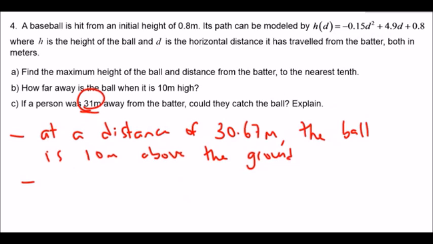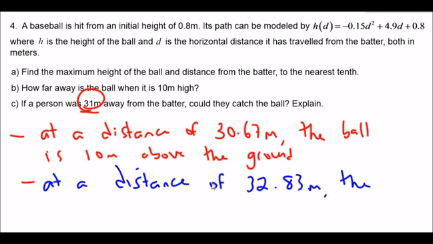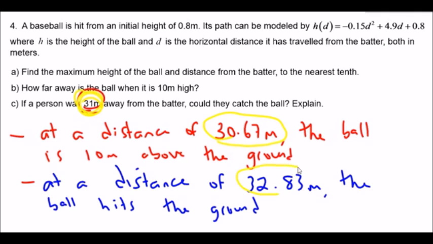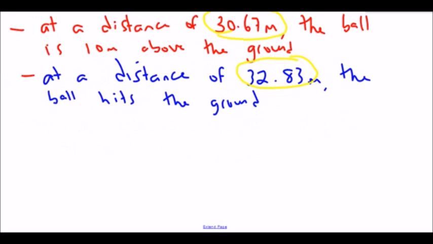I keep saying time, I apologize. I'm just used to those questions where it's time and height. So we know that at a distance of 32.83 meters, the ball hits the ground. So from this, I know that for the person who is 31 meters away, the ball is going to be between 10 meters high and 0 meters high, which means someone who's reasonably decently athletic could reach for the ball either up or down, depending on exactly where the ball is.